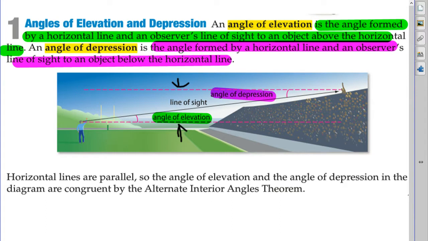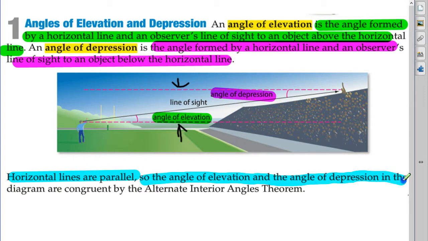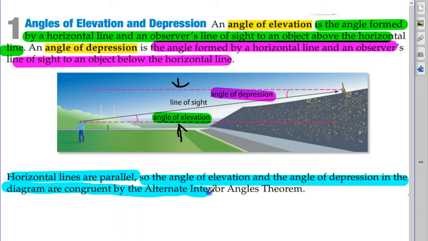And here's a big key part for this, because this is one of the things that people get confused about, is keeping it straight. Horizontal lines are parallel. So the angle of elevation and the angle of depression in the diagram are congruent by the alternate interior angles theorem. So basically, they're the same thing. It just depends upon your point of perspective. Are you the person up at the top or the person at the bottom in this case? If you're the person at the top, it's your angle of depression. If you're the person at the bottom, it's your angle of elevation, and they're both equal.